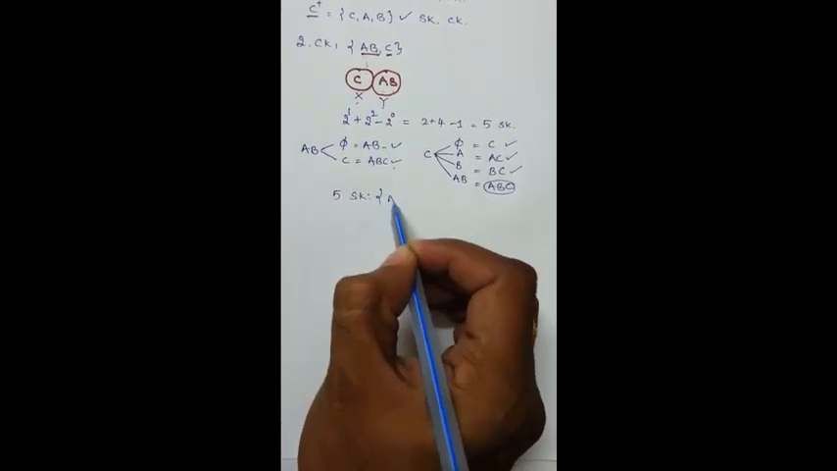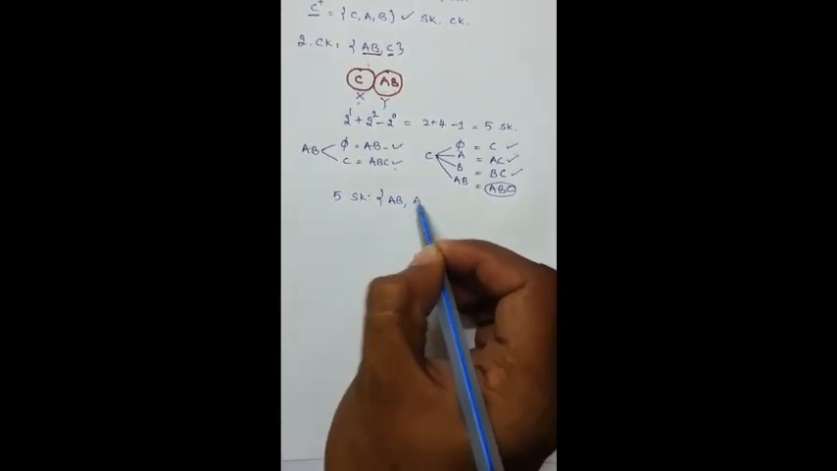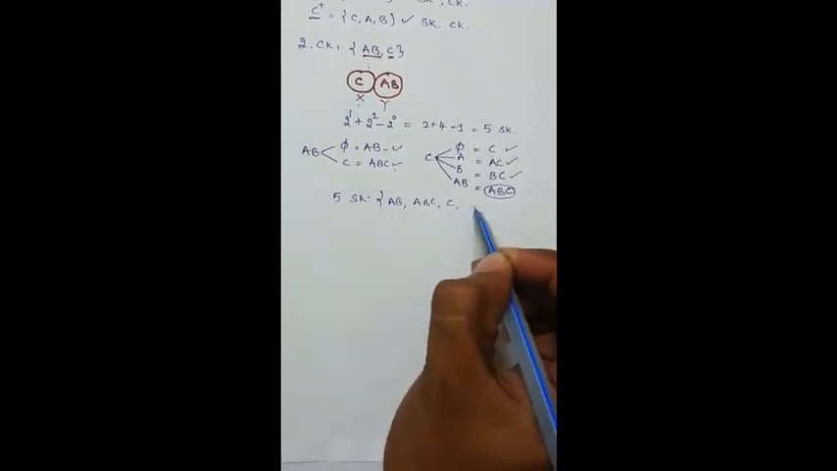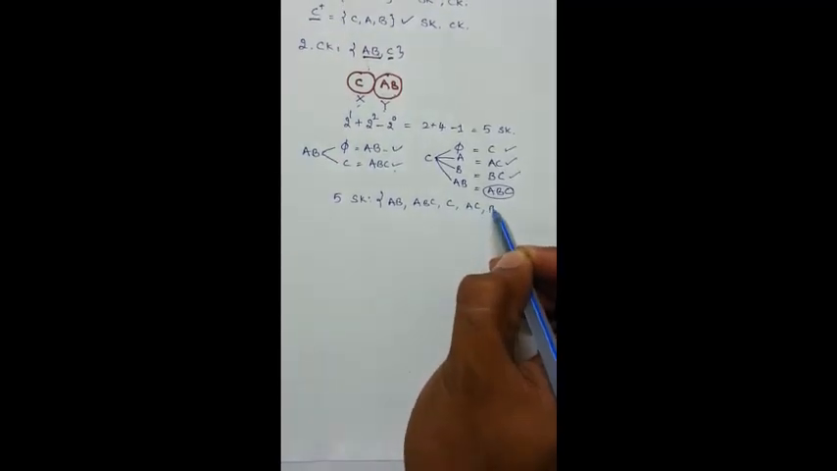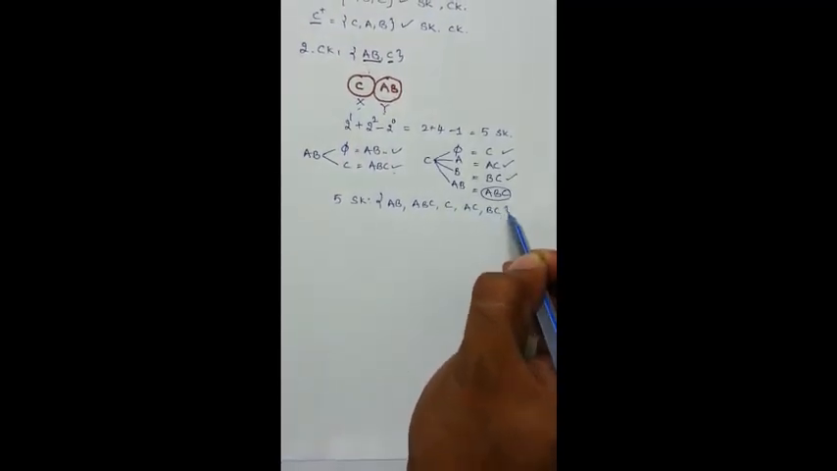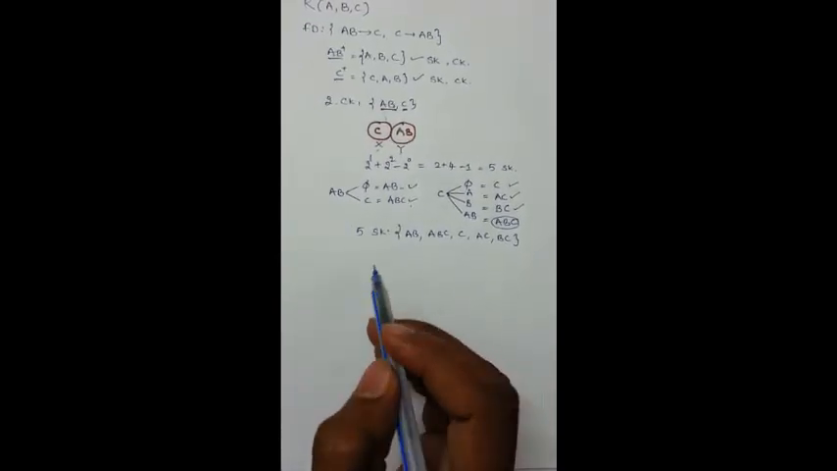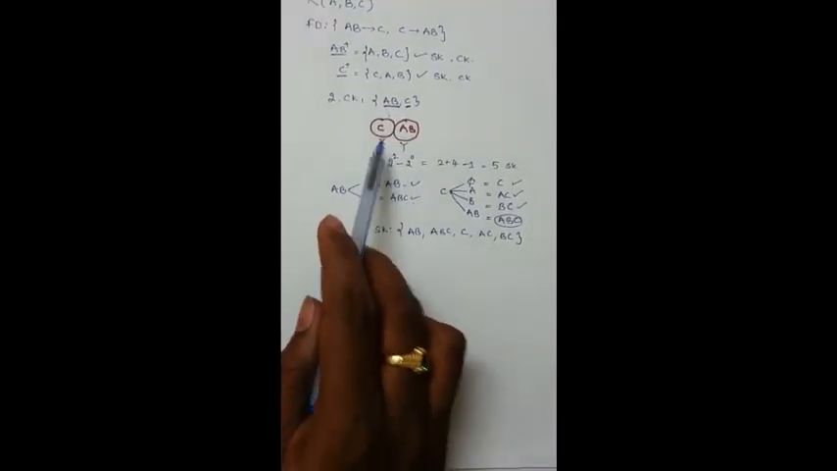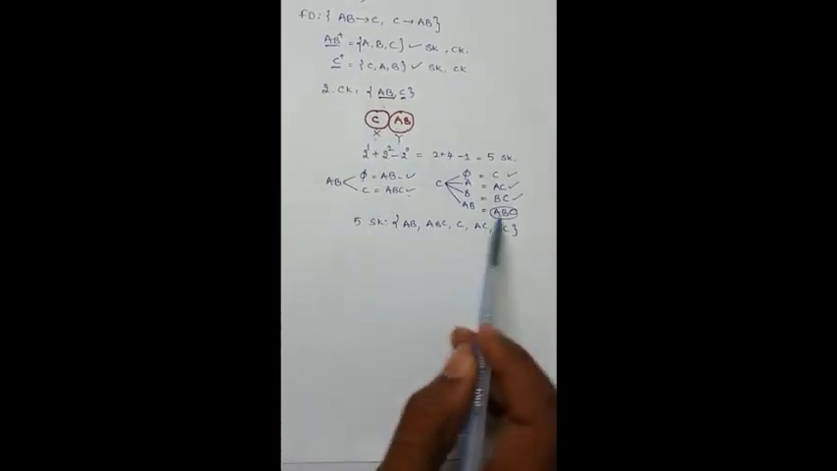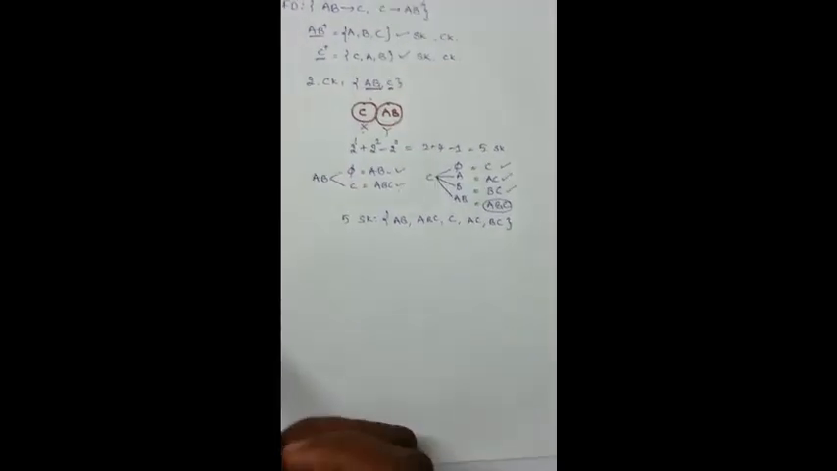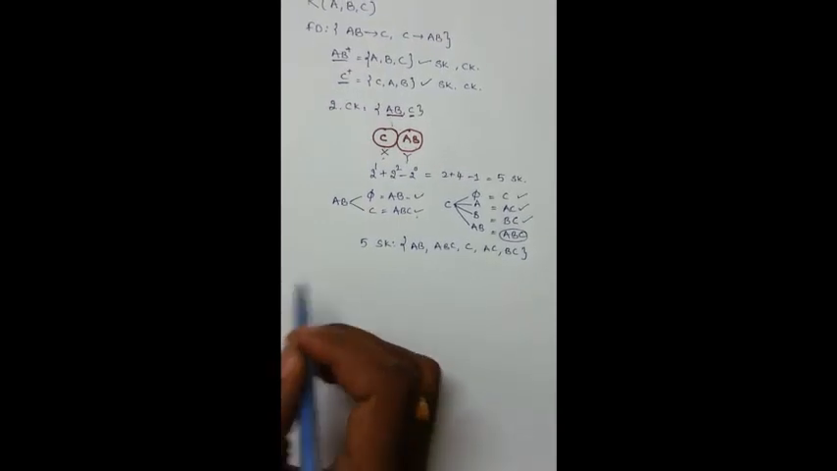Those are AB, ABC, C, AC, BC. These are the 5 super keys of a relation. Now this is a simple way of finding the super keys of a relation according to set theory, and practically we can prove that these are the possible super keys of a relation. So I will give you one more simple example.